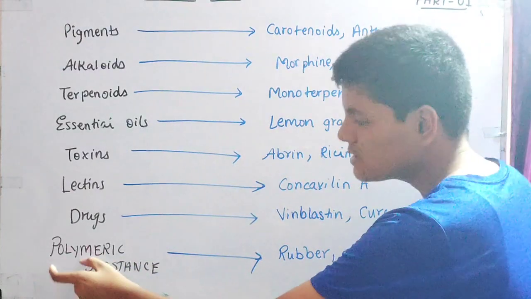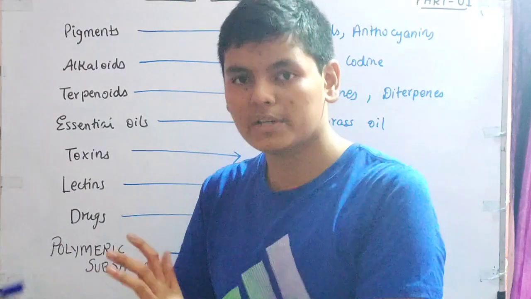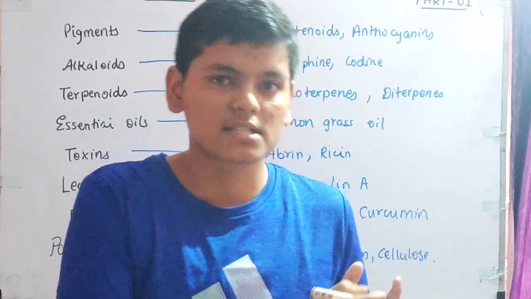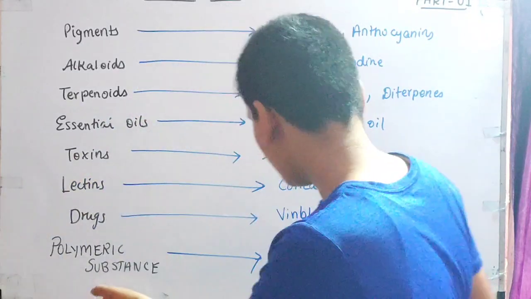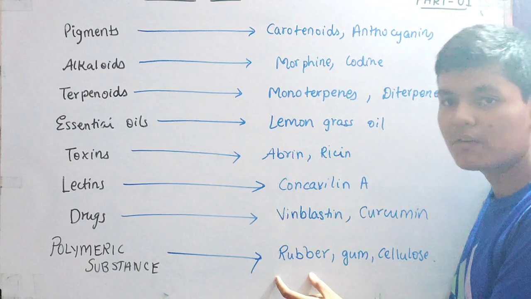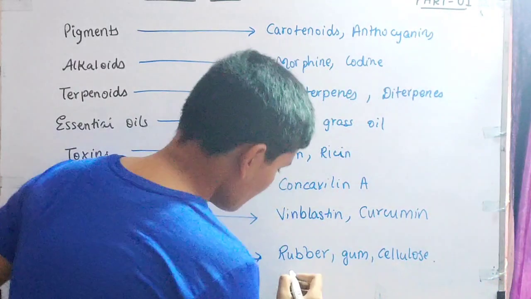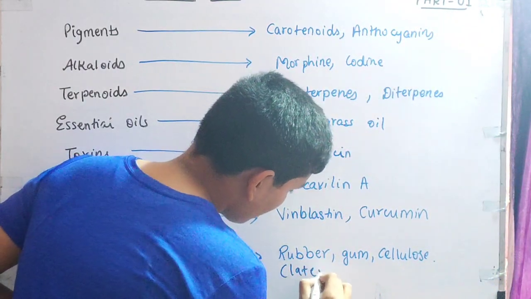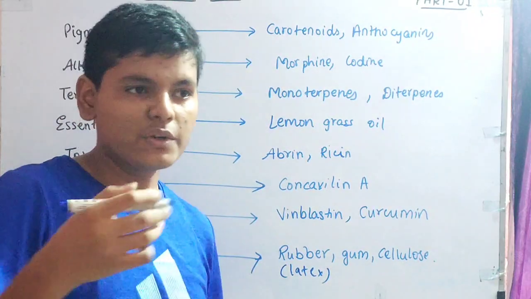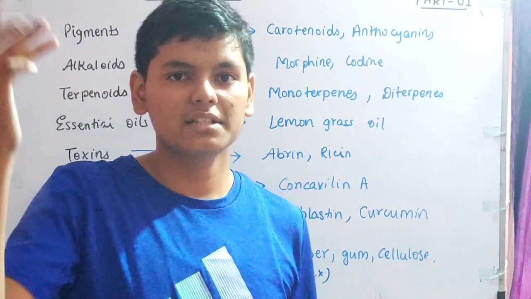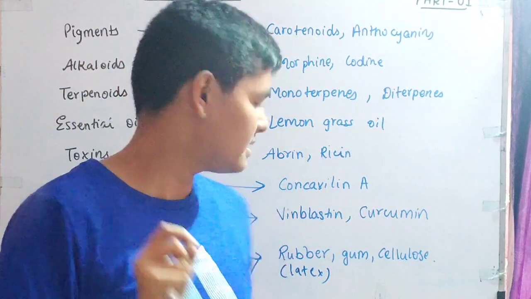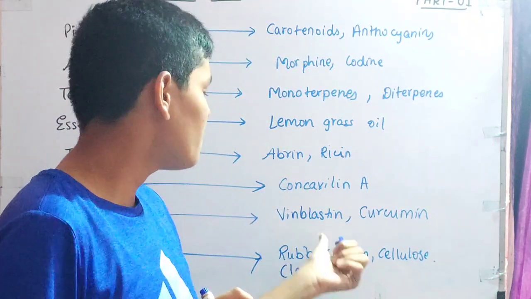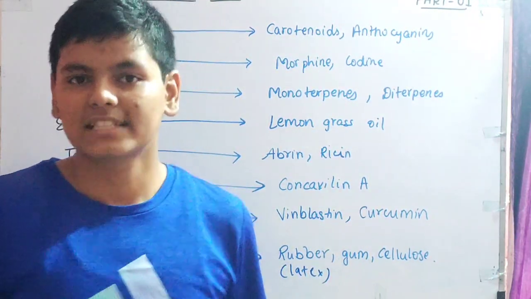And then polymeric substances, rubber, gum. Polymeric substances means monomers form polymers. Monomers means small substances form large substances. These polymers such as rubber. This rubber is what we are talking about, latex. Gum, cellulose. If you take some rubber trees and cut them, the rubber comes oozing out. This is called latex. That latex will form rubber. This latex will form gum, and then you have cellulose.